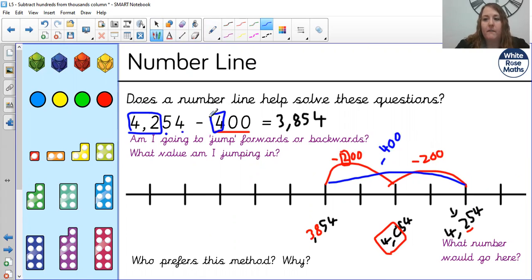So 42, take away 4, 42 in my head, 41, 40, 39, 38. And it's the 38 I have here, 38 hundredths, and my 54 is the same. Okay, let's have a look at another one.